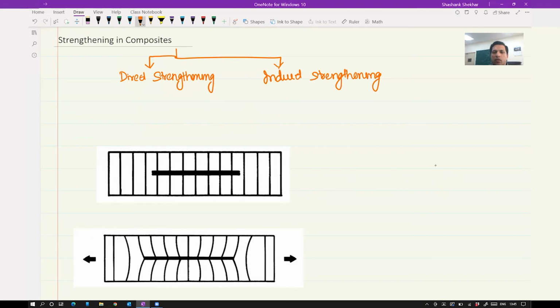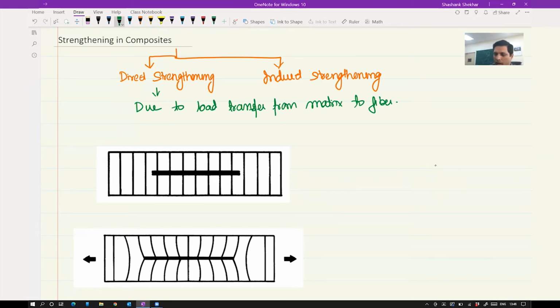Direct strengthening is what we already know: it is when there is load transfer from matrix to fiber. So here is a schematic which explains. Let's say this is the fiber, and the rest of it is matrix, and the lines are just shown as isostress contours.